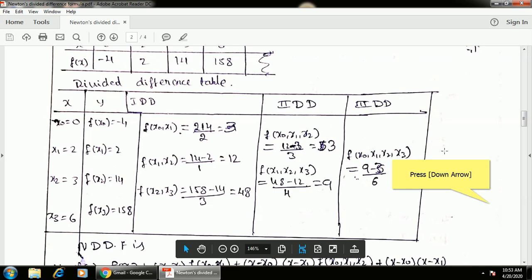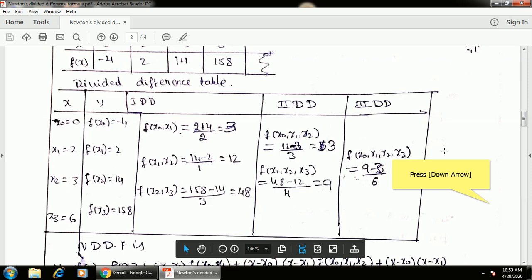That comes out as 12. First order divided difference of the function at x2, x3 is f of x2, x3, that is equal to 158 minus 14 divided by 6 minus 3, that is x3 minus x2, that comes out as 48. Now we'll find out the second order divided differences.